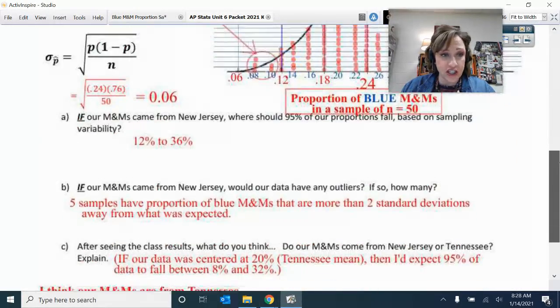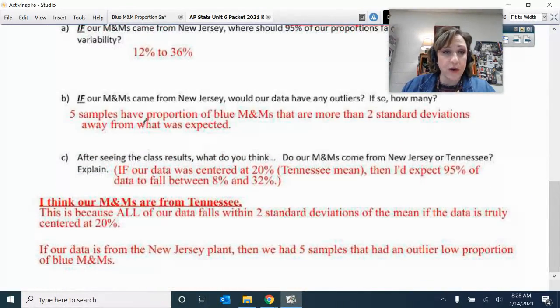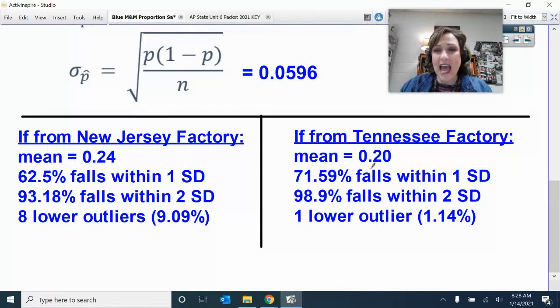to our notes and finish this out. If our M&Ms came from the New Jersey factory, up above, that was 5 samples. But we found from our data yesterday that there were 8 samples that would be outliers more than 2 standard deviations. So after seeing all of this, I definitely think that our M&Ms are from Tennessee, and that they are centered around 20%.